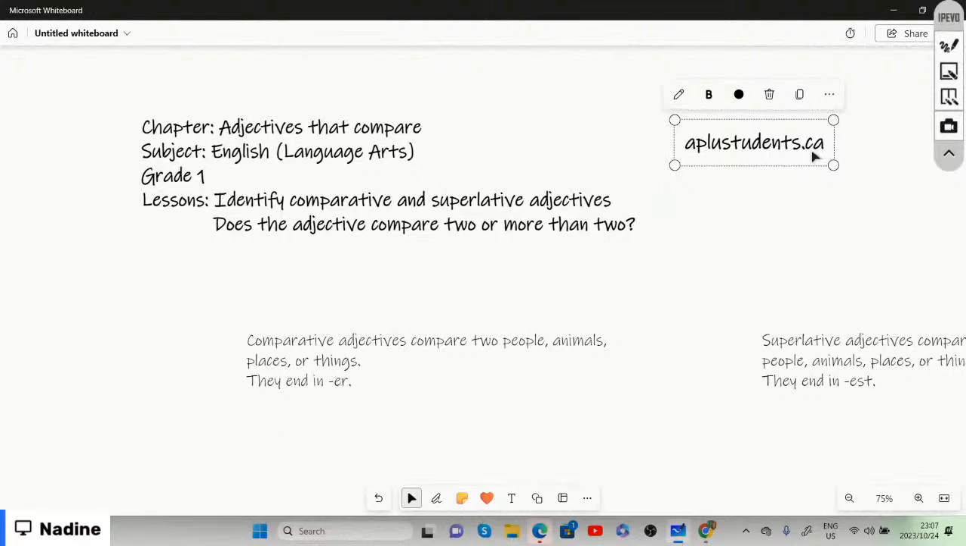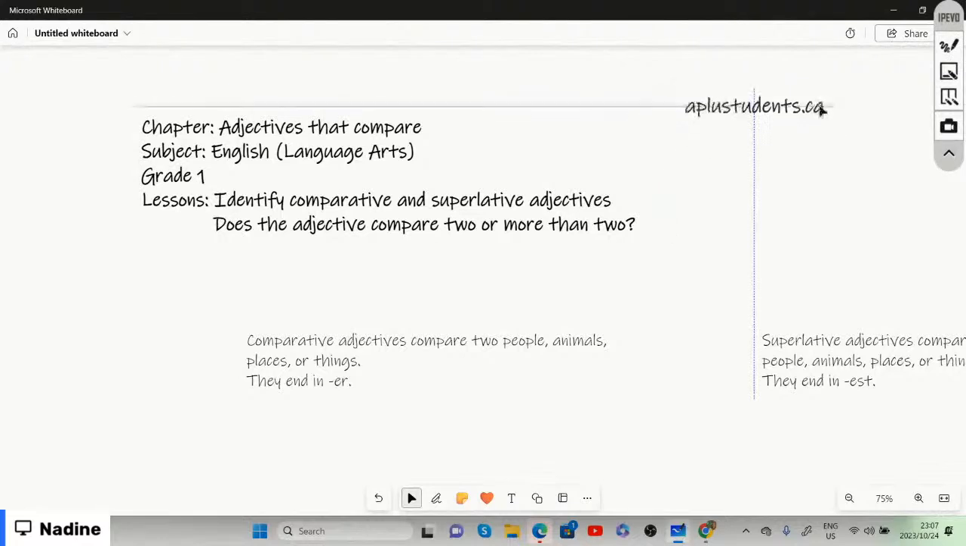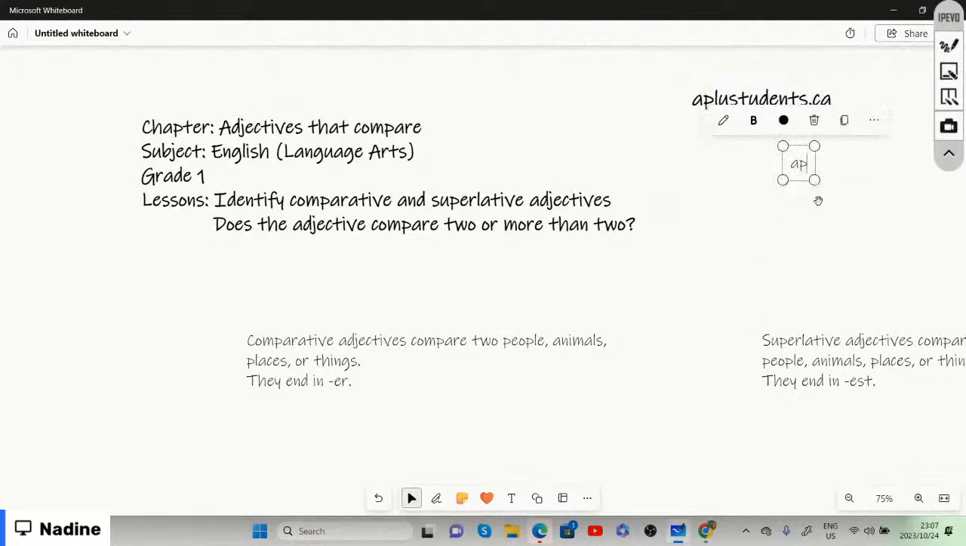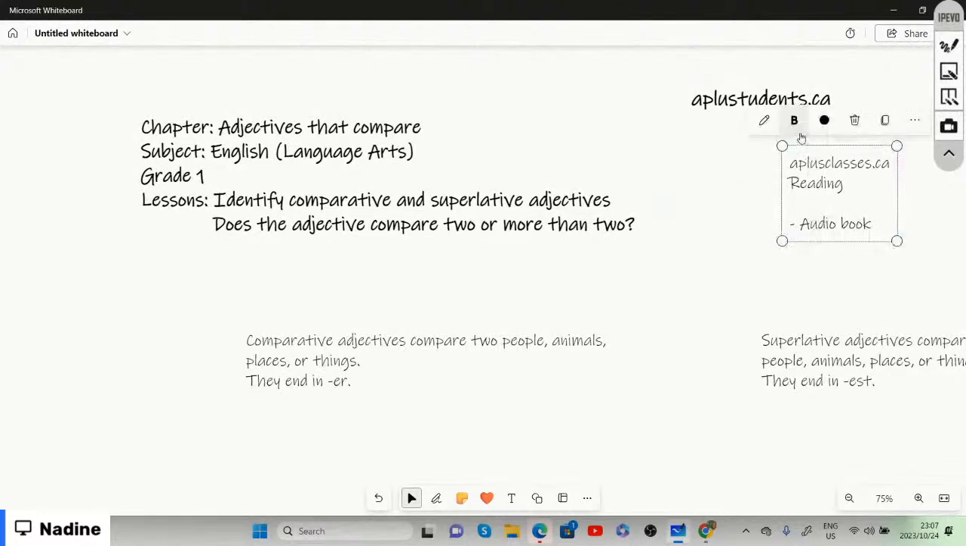And we're going to end off with a reading piece, which is going to be on a+classes.ca. And that's going to be our reading. So we're going to be reading an audiobook, and that will be on a+classes.ca. But that will be for the end of our lesson.